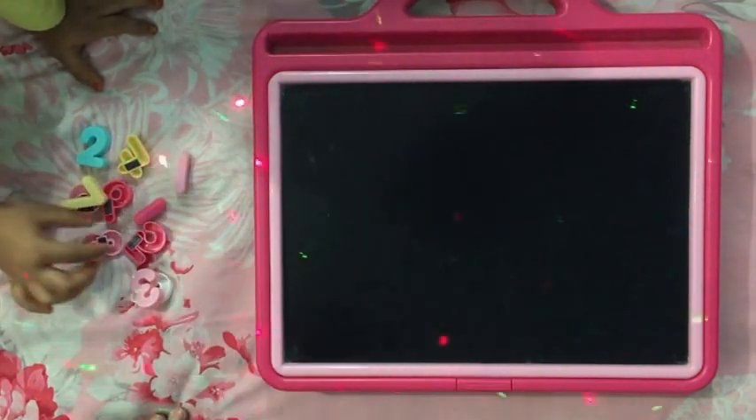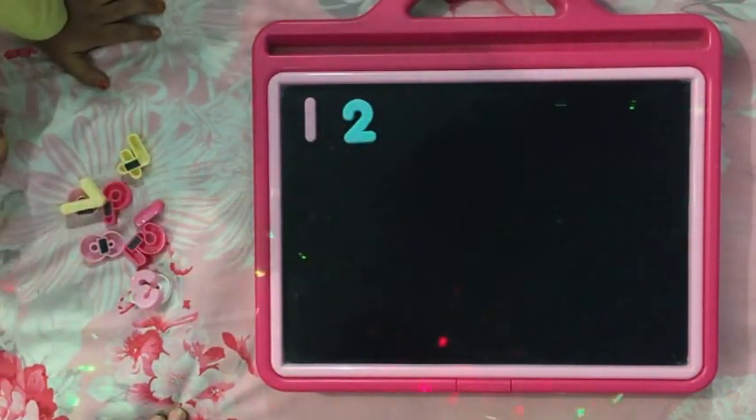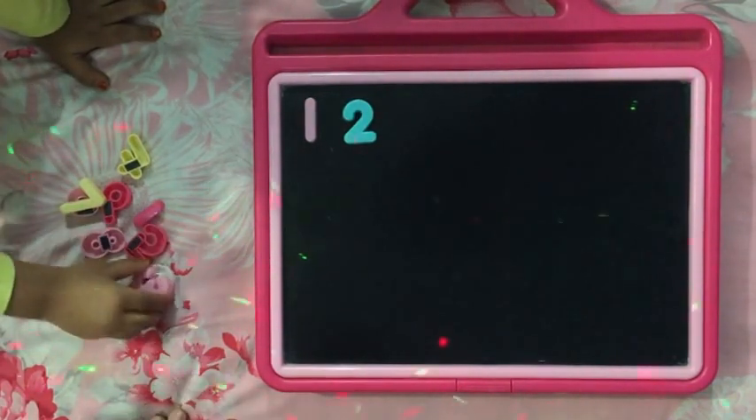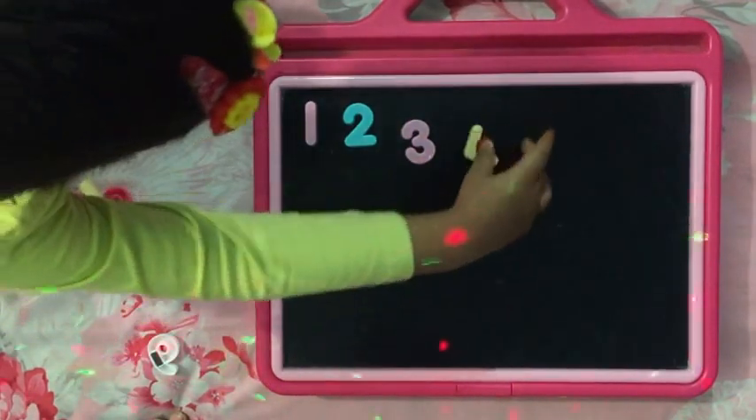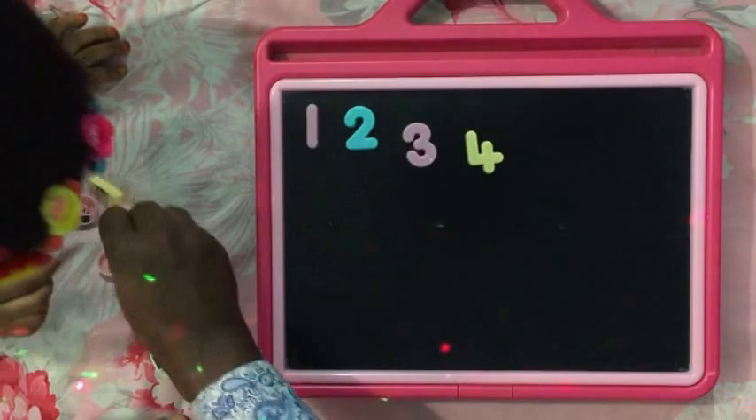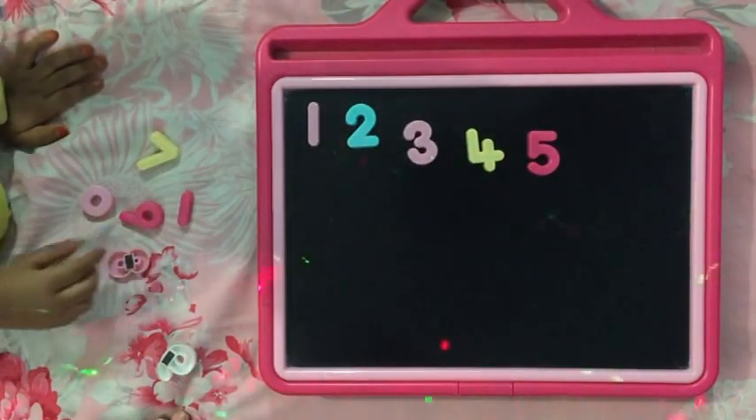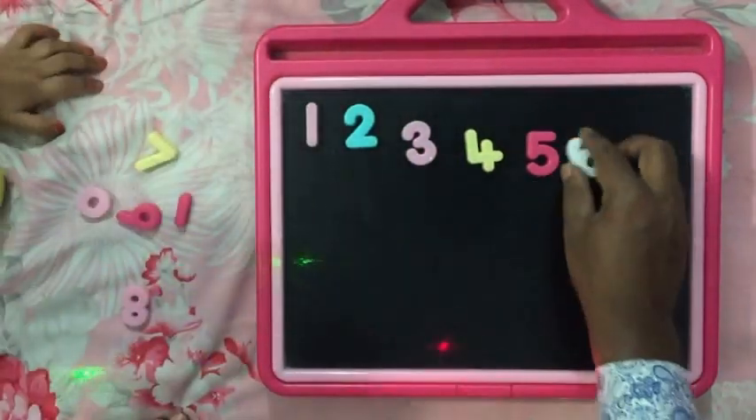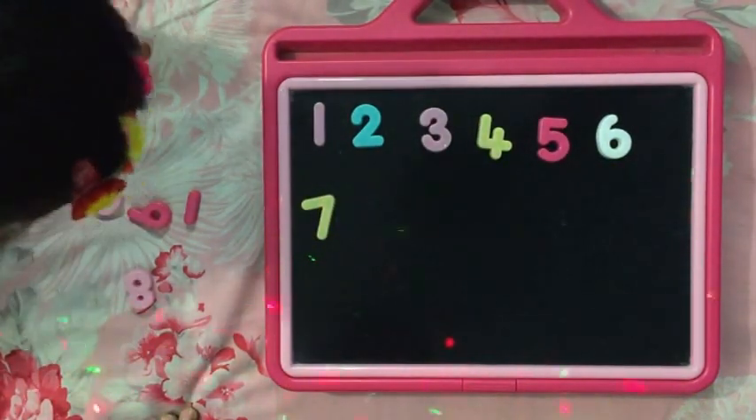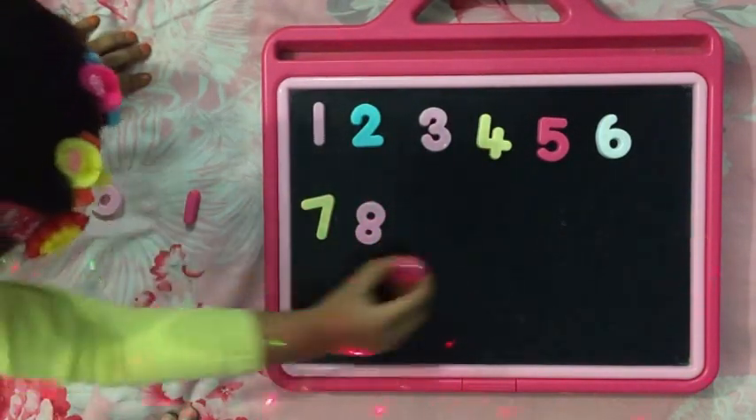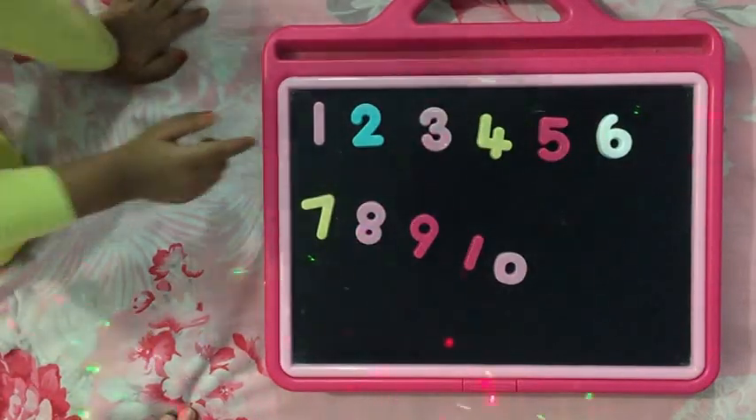One. Where is one? One. Three, quick, three, four. Where is five? Yes, six, seven, eight, ten. Yes, tell me one.